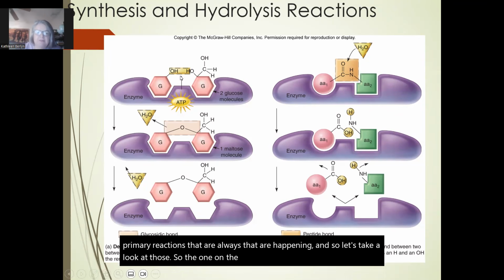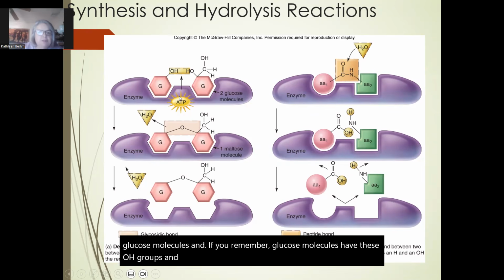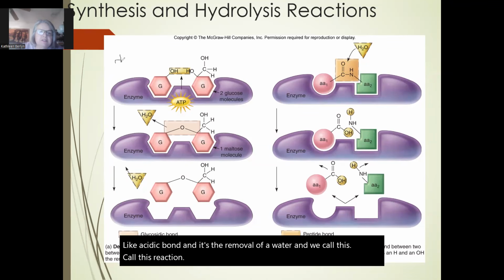So the one on the left is a building reaction where you're starting with two molecules, two glucose molecules. And if you remember, glucose molecules have these OH groups, and you put in some ATP, and here's our enzyme, and it's holding those two glucose molecules, and we're like looking inside it. And the energy from the ATP goes into forming this glycosidic bond, and it's the removal of a water, and we call this reaction a dehydration synthesis. And even in that short video we watched, he talked about dehydration. That's what he meant, the removal of a water.